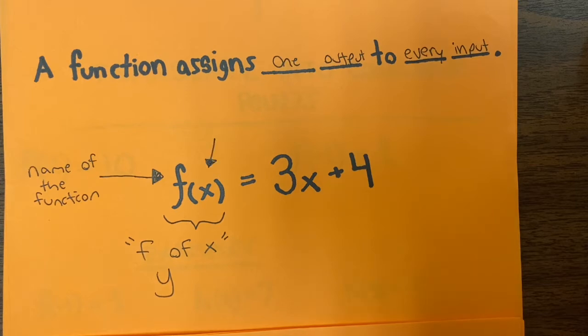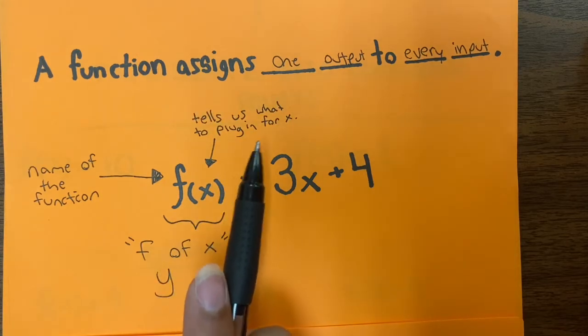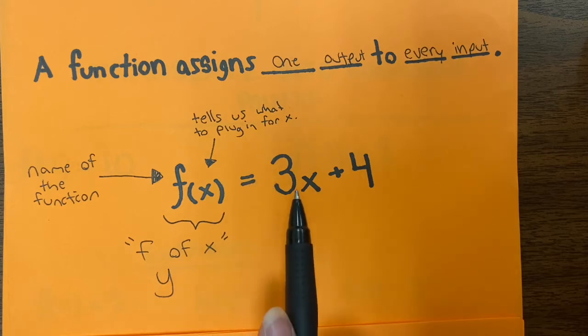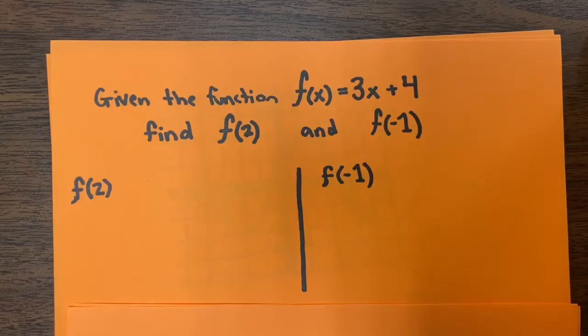Then we have x. The number that takes the place right here is going to tell us what to plug in for all of our x values over here. Then on this side, we have the equation, also known as the function. Let's look at an example.